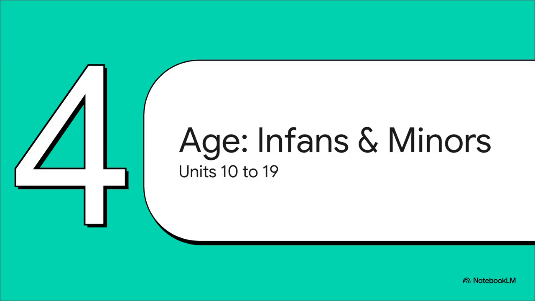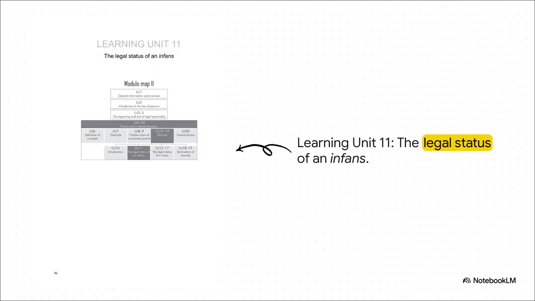Section 4, age, infants and minors. We are shifting now to one of the most universal factors affecting capacity out there, referencing Units 10 through 19. Let's move to and see how this builds as we look at Learning Unit 11. Here we examine the absolute most restricted age category in the entire law of persons, the infants. This is a young child, typically under 7 years old.